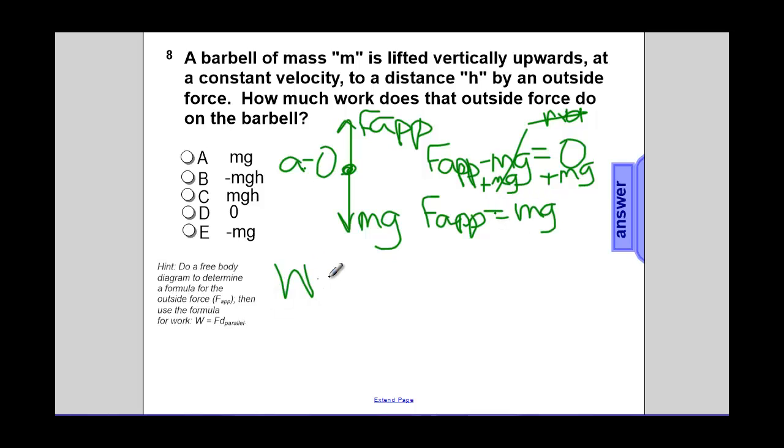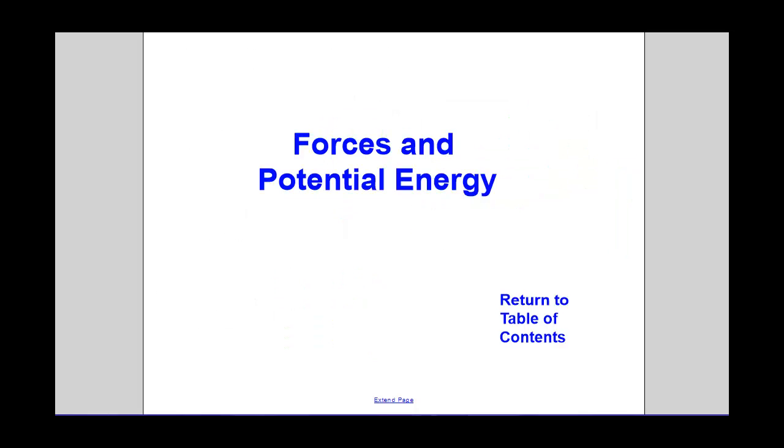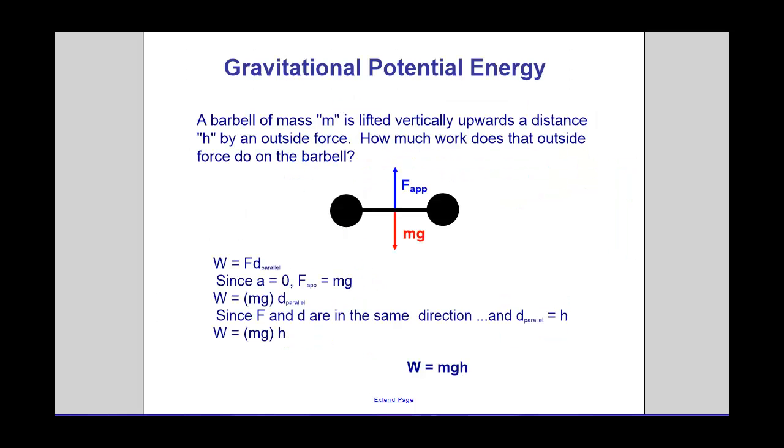So if we look, work equals force times distance. If we look over here, our force equals mg, so we can replace F with mg. And back in the problem, it says our distance is h. So our work equals mgh. Gravitational potential energy, if you look, this is what we just did. So we said our work is going to equal mass times gravity times h.